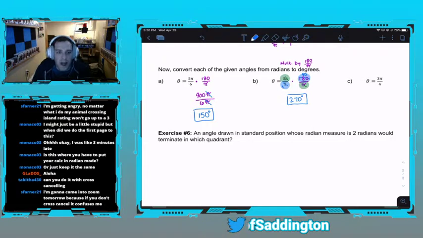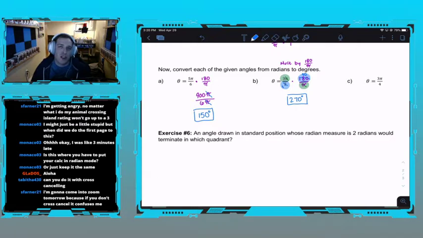So, exercise number 6. It's the last one I'm going to do with you, because part C is going to be the same thing as A and B. You just have to multiply it by 180 over pi again and then cross cancel. Number 6 would be a very, very popular question on the multiple choice version of a Regents exam. So it says an angle is drawn in standard position whose radian measure is 2 radians. It would terminate in which quadrant? So they just want to know, is it going to be in 1, 2, 3, or 4?